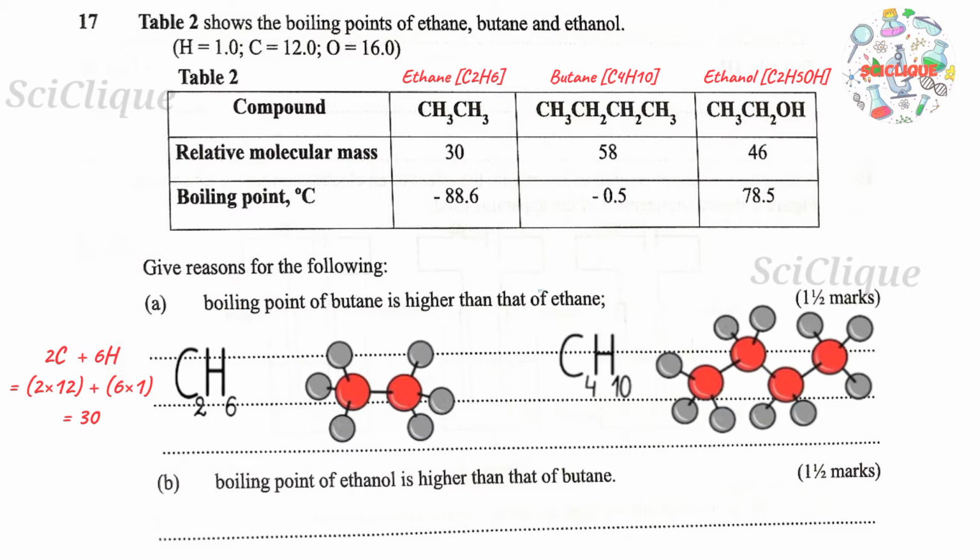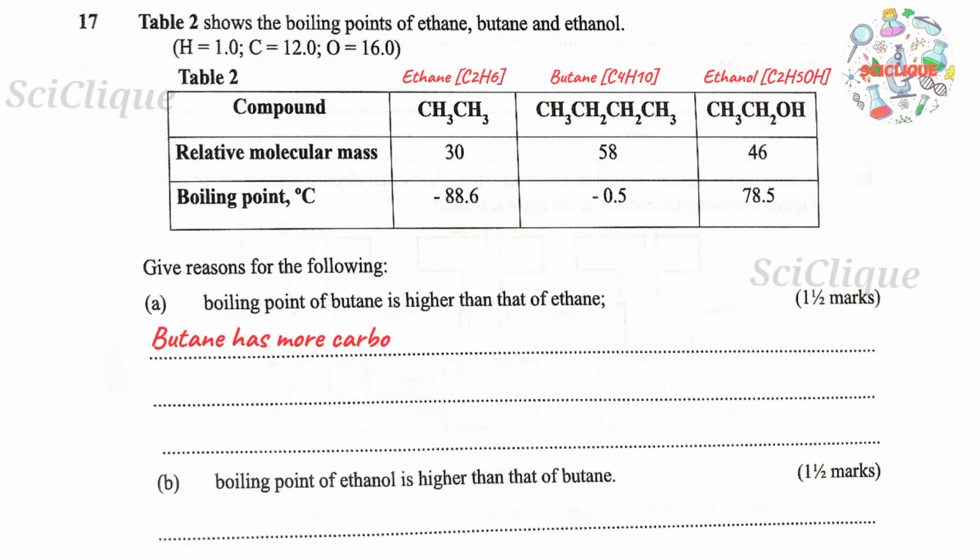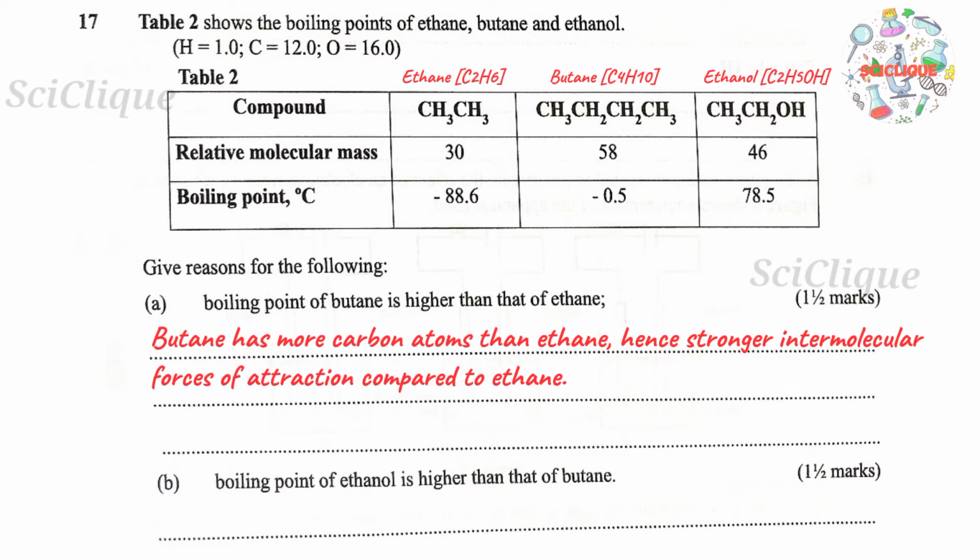Now with butane, you'll notice that the number of carbon atoms has increased. This also increases the number of hydrogen atoms such that at the end you end up having a larger molecular mass than that of ethane. Now in the case of alkanes, an increase in the number of carbon atoms increases the strength of the intermolecular forces of attraction. So you're going to end up having stronger bonds in butane than in ethane. Therefore, more energy is required and thus a higher boiling point.